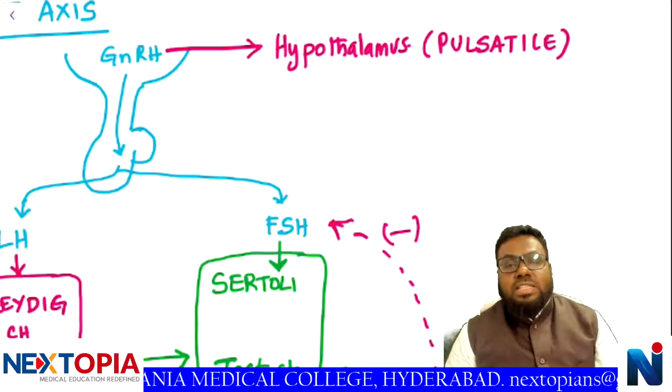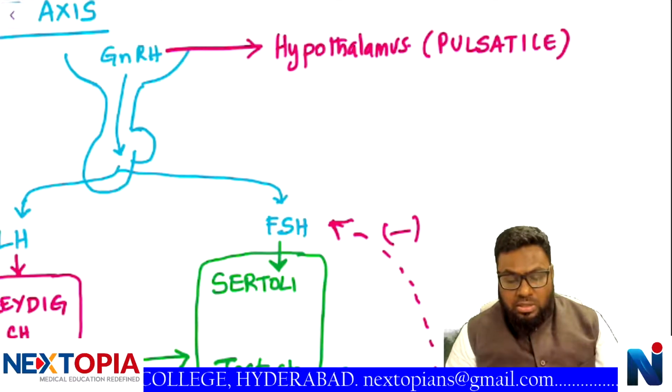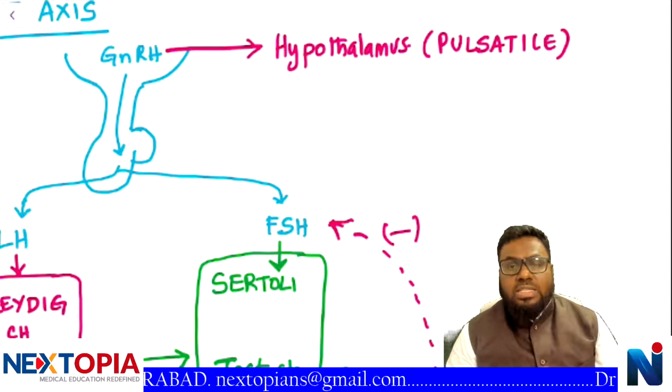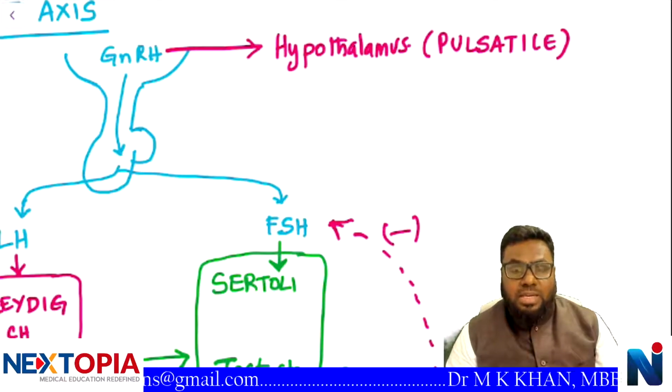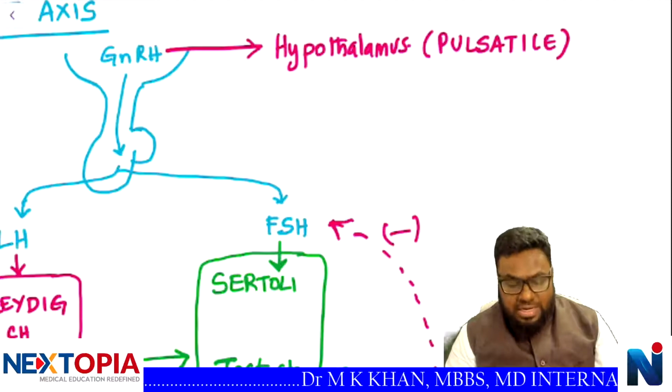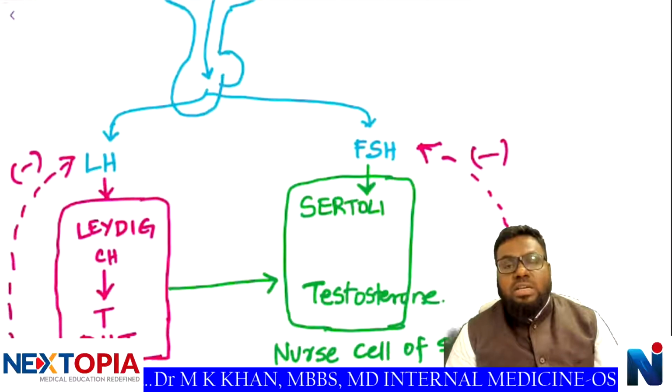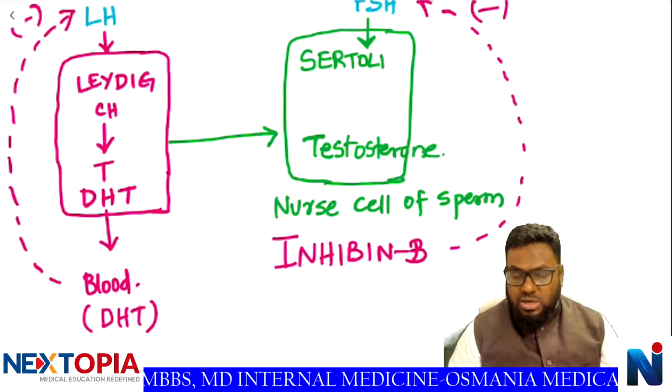The LH and FSH are produced by the stimulation of the gonadotropin releasing hormone in the anterior pituitary. LH stimulates Leydig cells, FSH stimulates the Sertoli cell. And what are the functions?